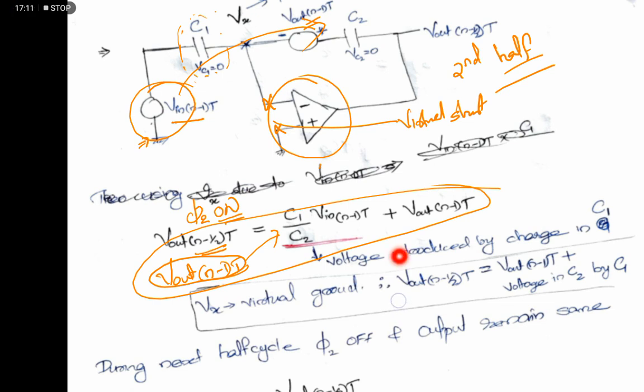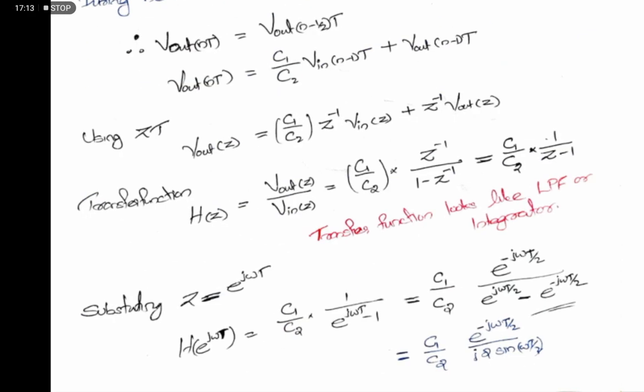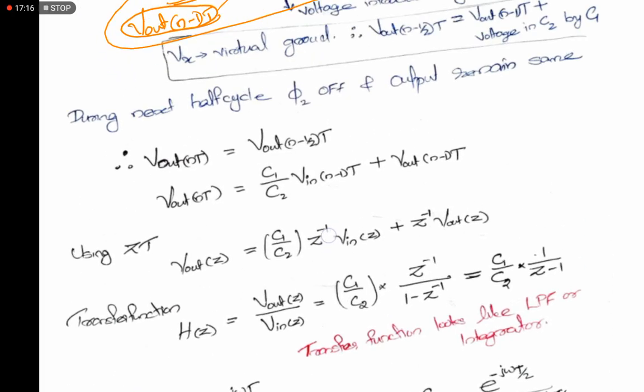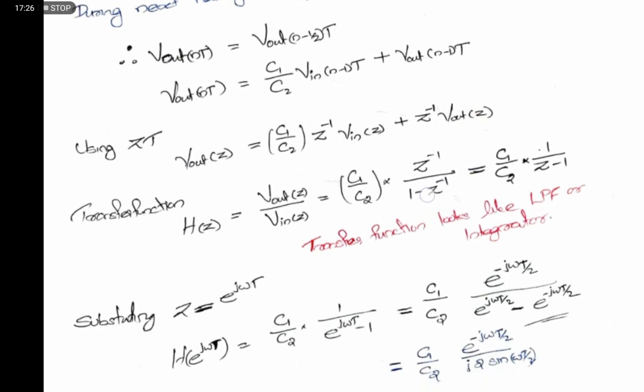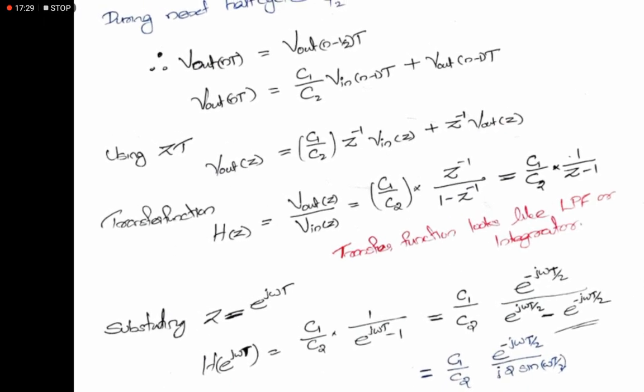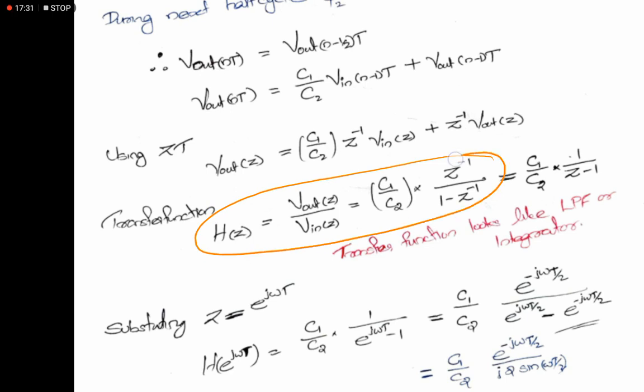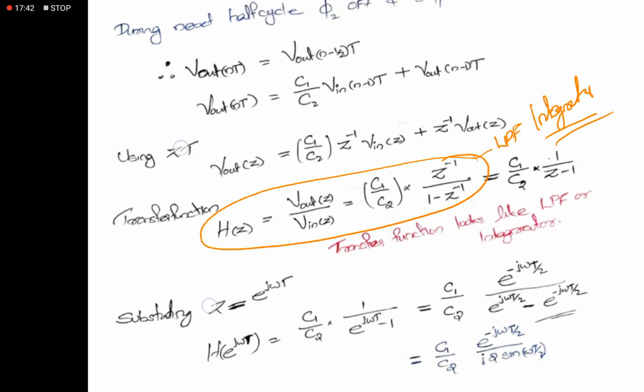To derive the transfer function, we apply the Z transform to this equation, and V out of Z is C1 by C2 times Z inverse V in of Z plus Z inverse V out of Z. The equation looks the same as that of our low pass filter, or it is actually an integrator. That's all, this transfer function is enough.